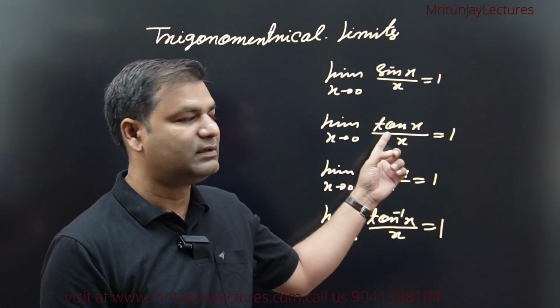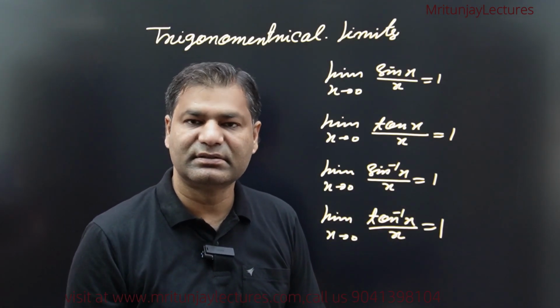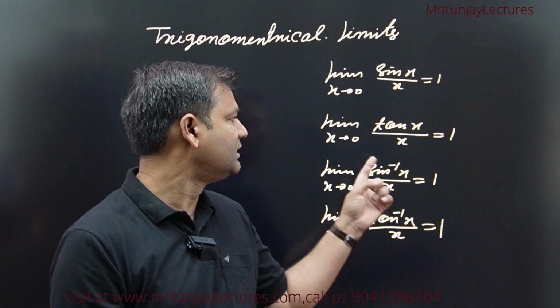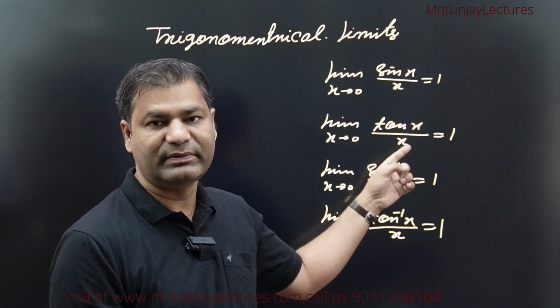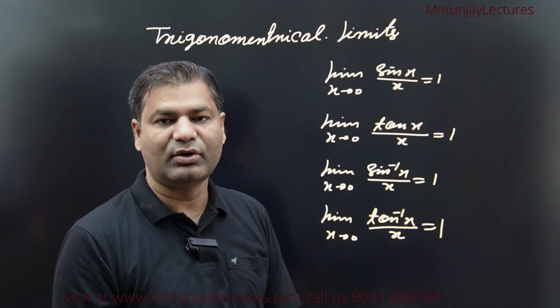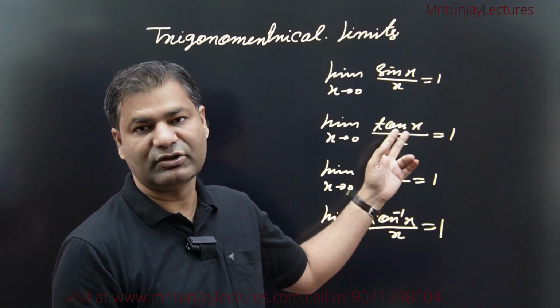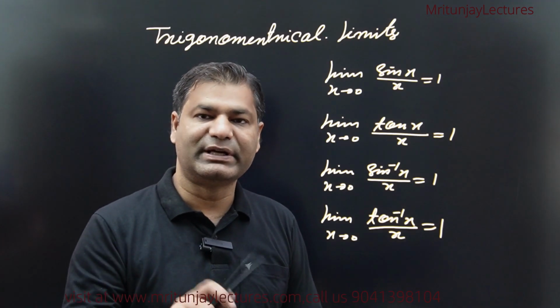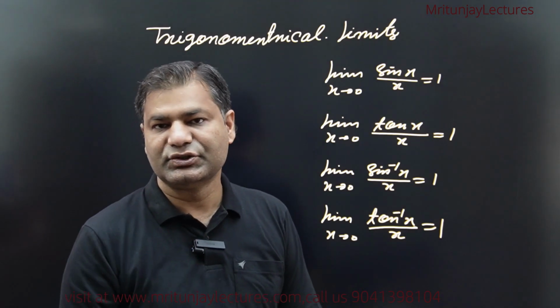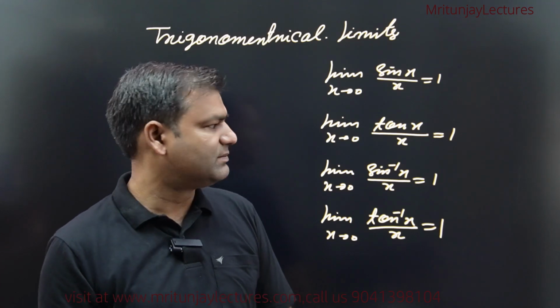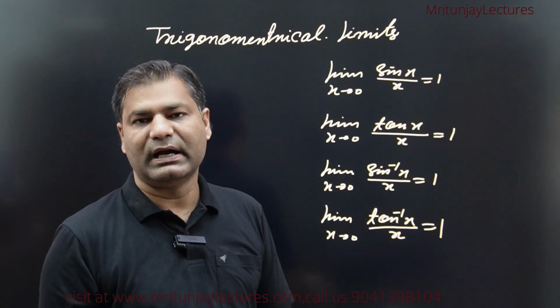Same thing here: the differentiation of tan x is sec square x. Why? Because putting x equal to 0 gives 0 divided by 0, so L'Hospital's rule is applicable here also. Differentiating, we get sec square x, and putting x equal to 0, we get sec 0 is 1, divided by 1, so that is 1. Same thing here. I hope that is clear.